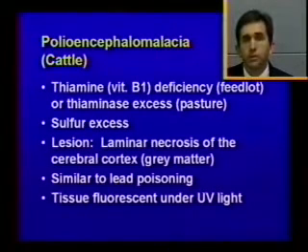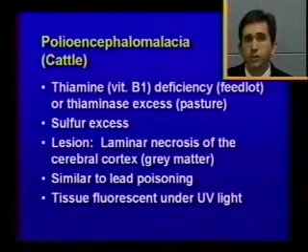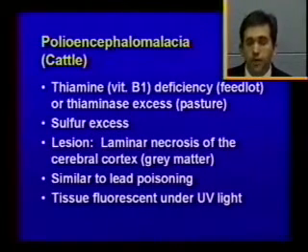When performing a necropsy to try to rule this out quickly, one method that's often used is to use an ultraviolet light and to shine that light on the cut surface of the brain, before it is fixed. And if it fluoresces, then that is fairly good evidence that the disease is polioencephalomalacia, and this destruction of the gray matter has resulted in the production of a pigment that fluoresces under UV light.